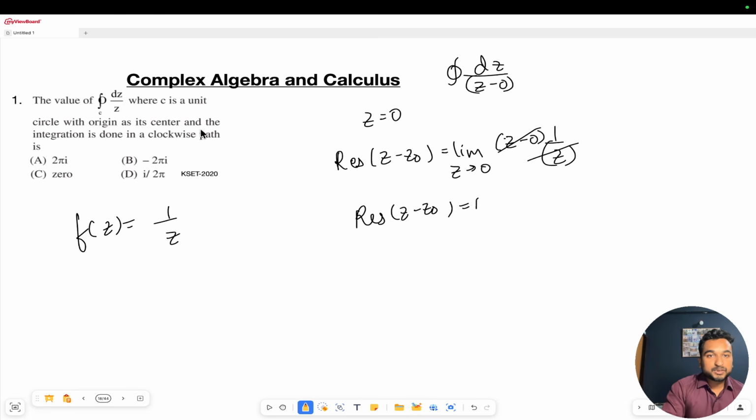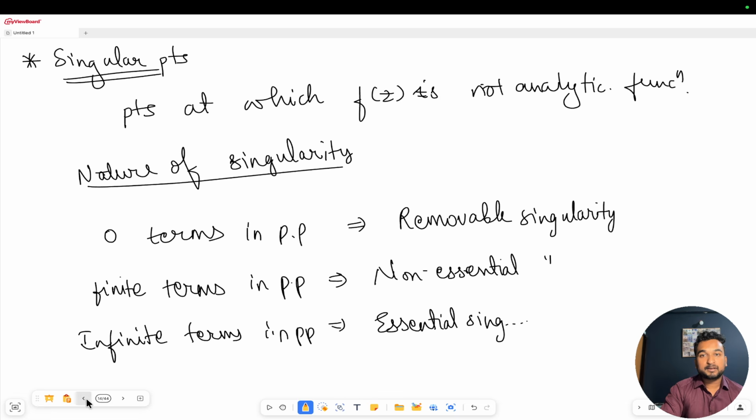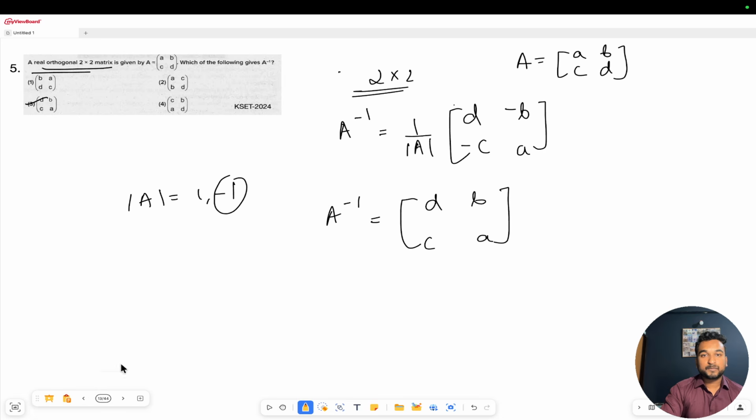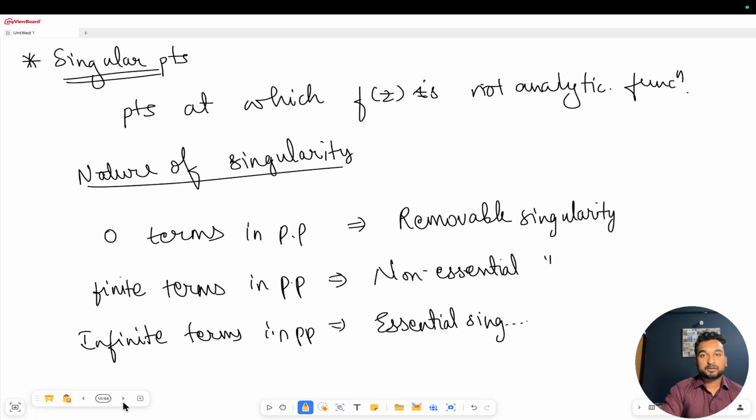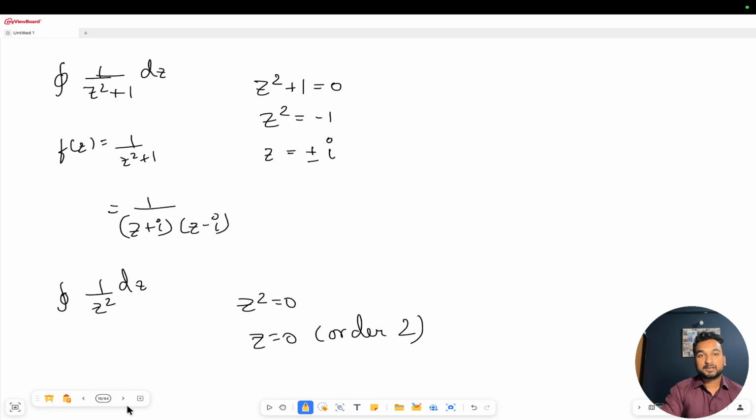Now in this question they have given that the integration is done in the clockwise path. So this value dz by z will be equal to minus 2 pi i, because I have told you in Cauchy integral, I think I have erased it.